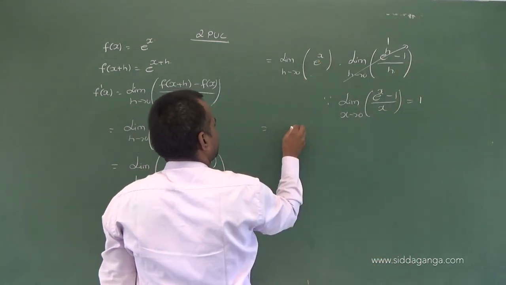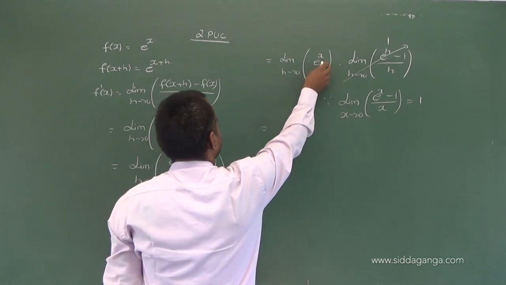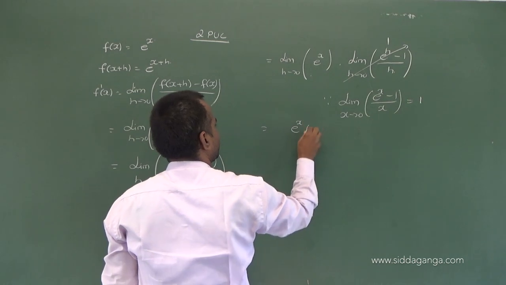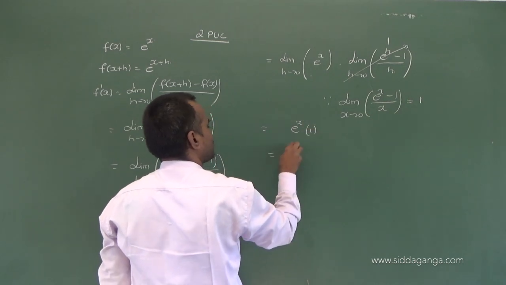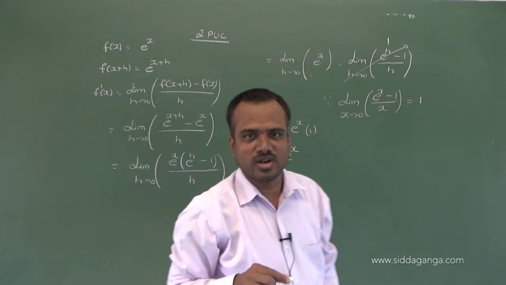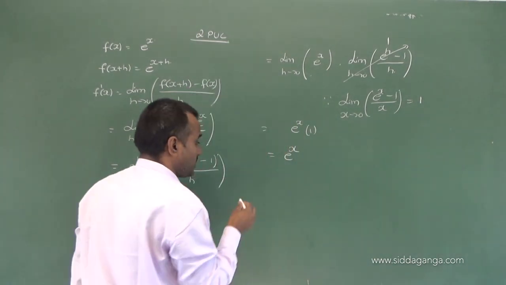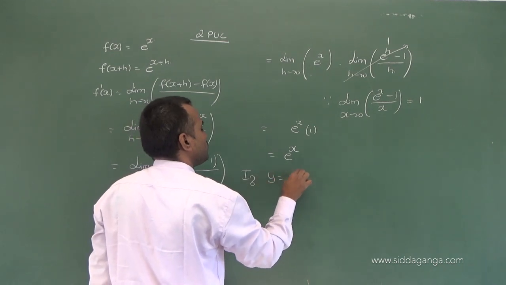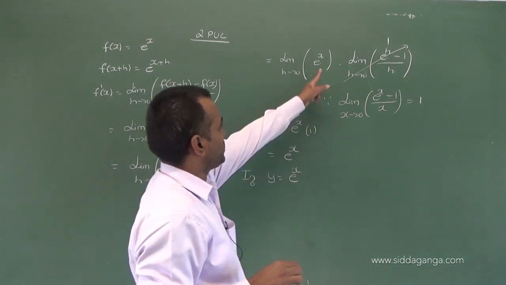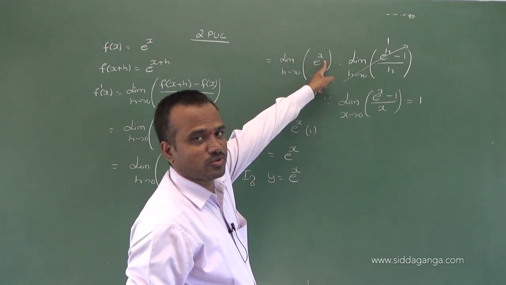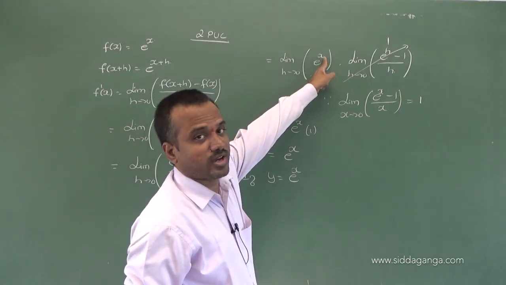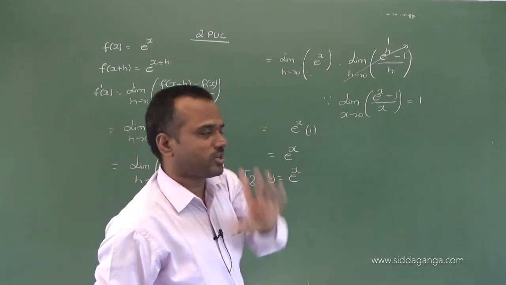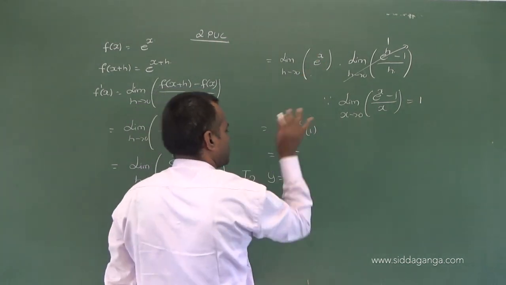Here the answer is e power x, because h is not present. If h is present, we substitute; only x is present, so e power x into 1. So the answer is e power x. Then what is the conclusion? If y is equal to e power x, wherever h is present, as h tends to 0, we substitute 0. Here we cannot substitute x, so otherwise keep it as it is.